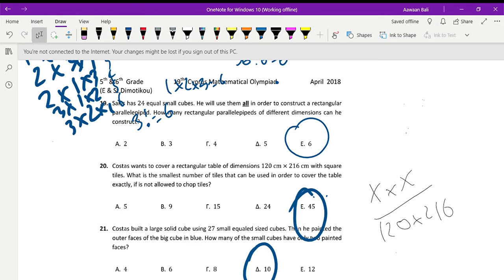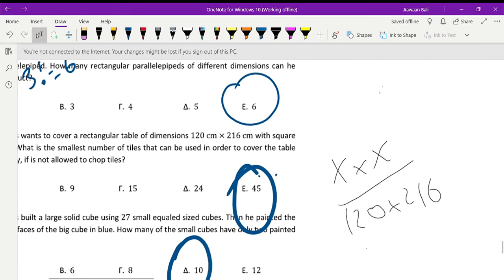Now to find how many tiles we need, we basically have to find the area of the whole floor you're putting the tiles on divided by the area of a tile. We already know 120 by 216, but we don't know the dimensions of the square tiles. That's why we wrote x times x. It's a square number. So if it's saying you're not allowed to chop tiles, we need a factor which divides both 120 and 216.